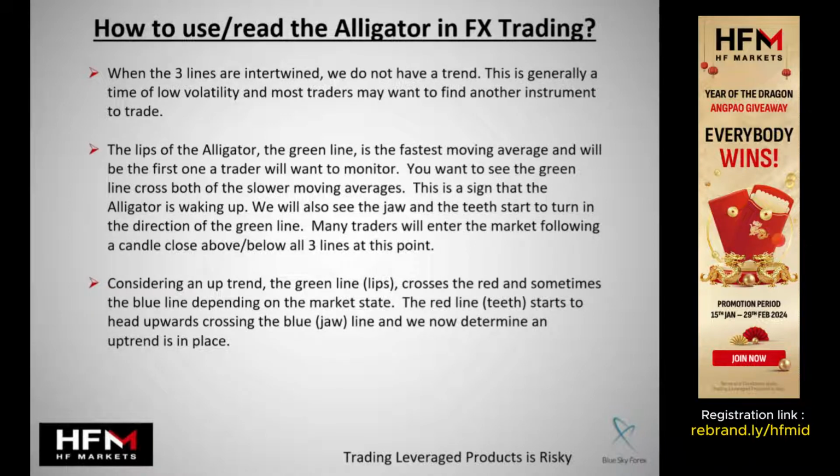Okay, and in such case, of course, you would need to use some other strategy or some other technical indicators to give you a confirmation of the current market condition and then trade accordingly. Okay, but if you consider the moving averages of the alligator, and if you're considering an uptrend, then the green line, which is the lips, which is the fastest moving average.